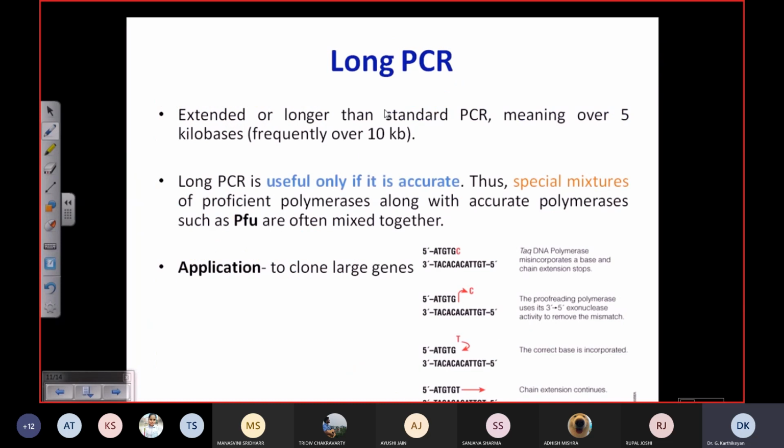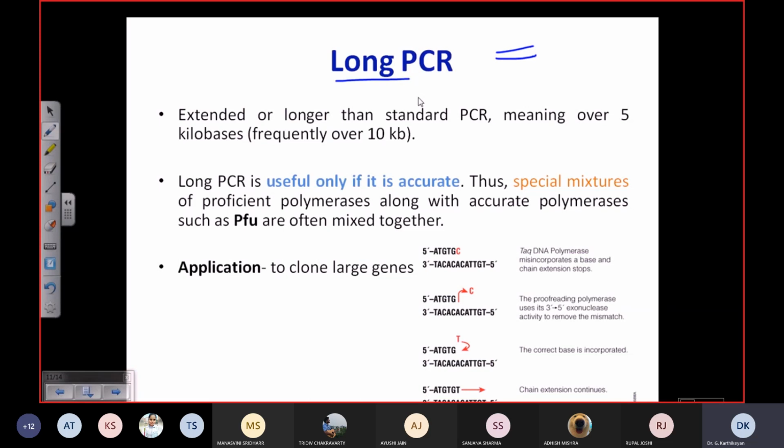Now let us talk about long PCR. As the term suggests, long PCR means it can amplify longer DNA strands using PCR. What we normally know is that PCR means the amplification of a short target DNA. Usually the target DNA is very short, less than 1 kb. But if we need to amplify sequences over 5 kilobases, or frequently over 10 kilobases, and most of the time 5 to 7 or 8 kilobase sequences, which are large sequences, we can also amplify them via long PCR.